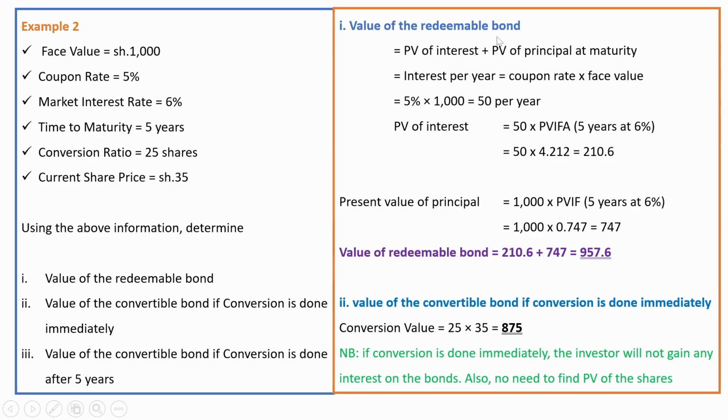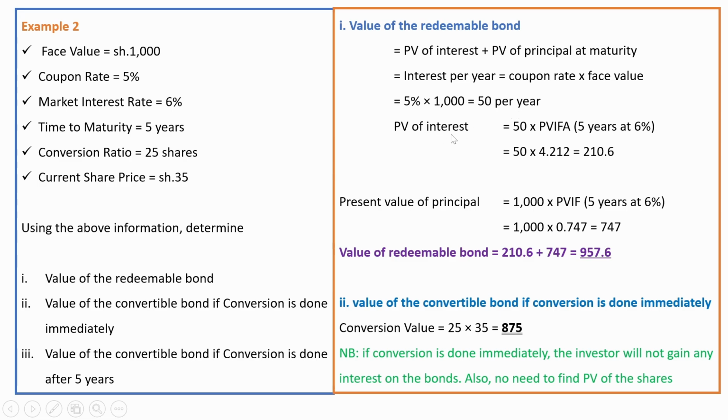So the value of the redeemable bond is equal to present value of interest plus present value of principal at maturity. So we start by the first one, present value of interest. Interest per year is equal to the coupon rate, 5%, times the face value, which is 1,000. So 5% of 1,000 is 50 shillings per year. The investors will get 50 shillings per year for 5 years.